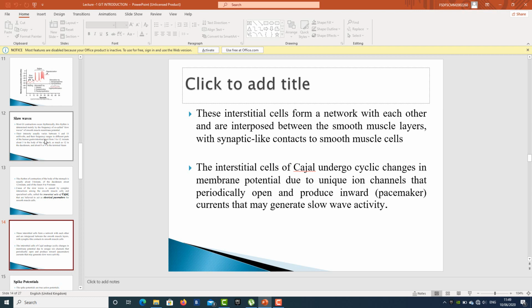These interstitial cells form a network with one another, and they are interposed between the smooth muscle layers with synaptic-like contacts to smooth muscle cells. The interstitial cells of Cajal undergo cyclic changes in membrane potential due to unique ion channels that periodically open and produce inward pacemaker currents that may generate slow wave activity.